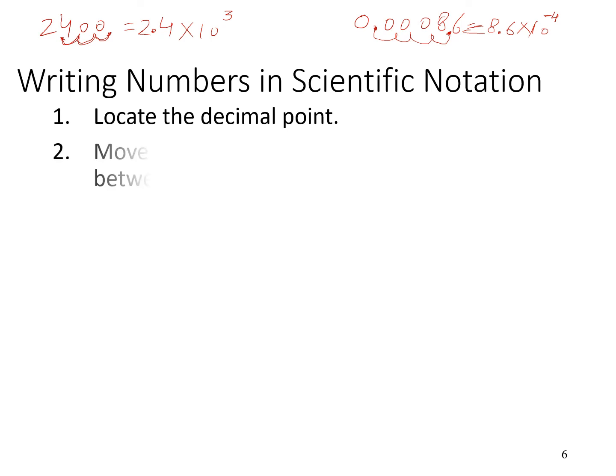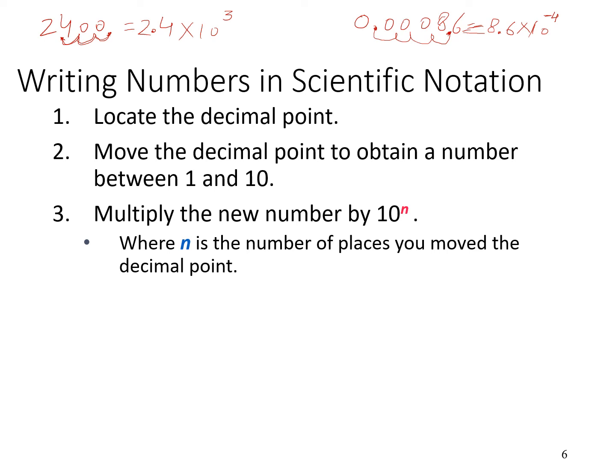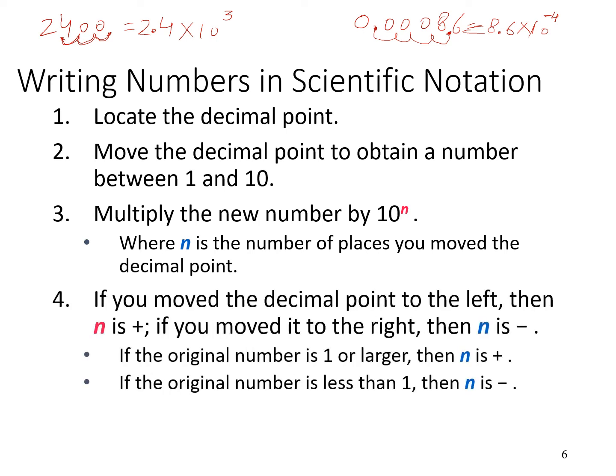You first locate the decimal point, then you move the decimal point to obtain a number between 1 and 10, and multiply the new number by 10 raised to power n, where n is the number of places you move the decimal point. Now if you move the decimal point to the left, then n is positive. If you moved it to the right, n is negative. Or you could simply remember that if the original number was bigger or large, then n is positive, and if the original number is less, n is negative.